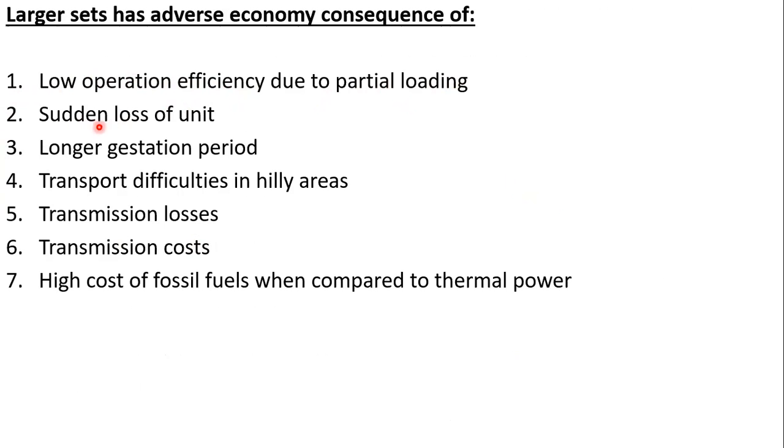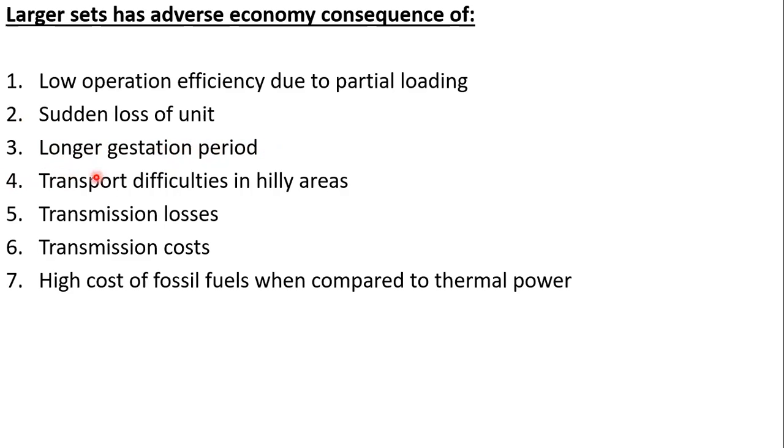And second one is sudden loss of unit. In small scale hydroelectric plants, if you lose one unit, we do not have any supplementary unit for it. If there is any problem, we can suddenly lose the unit without any alarms. And third one is longer gestation period. So we can expect longer gestation periods here.